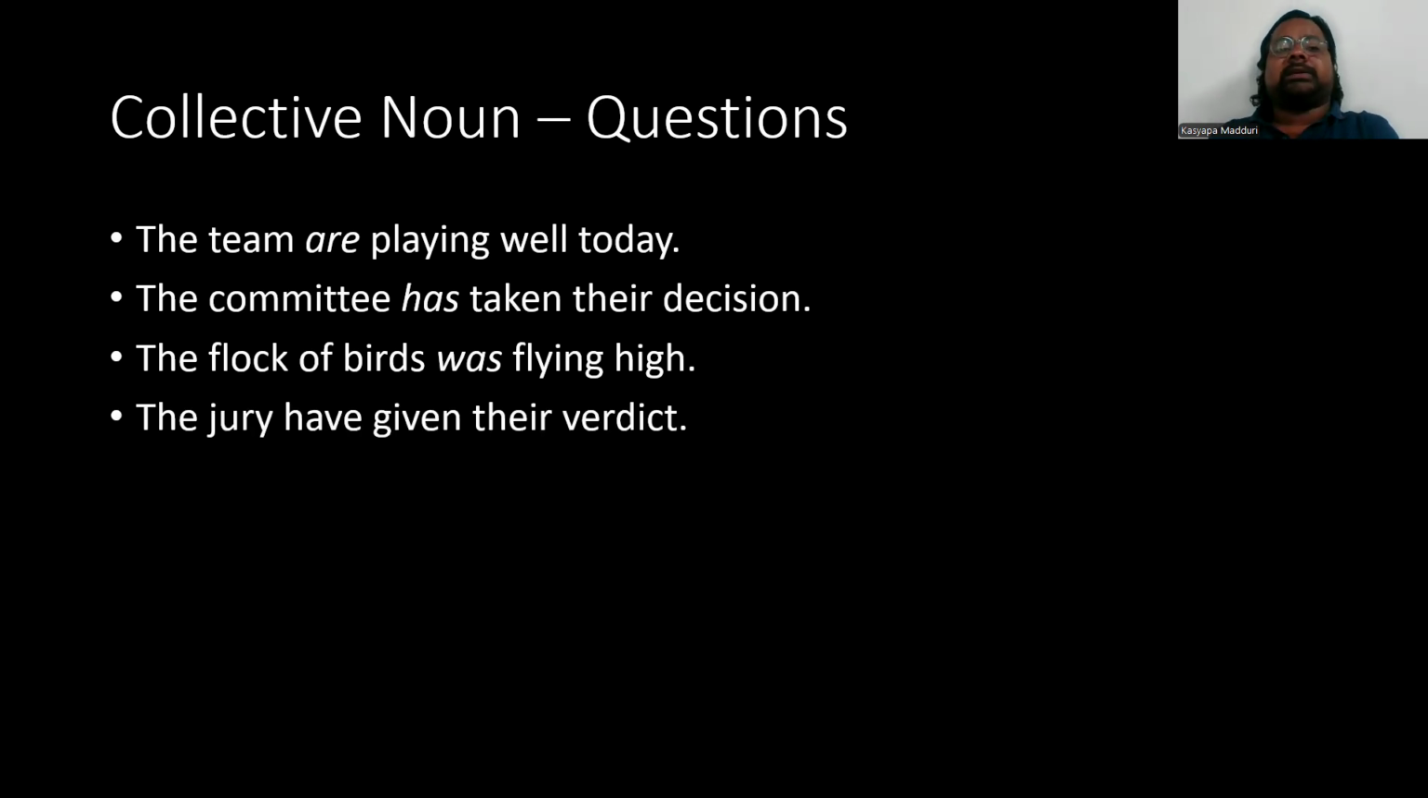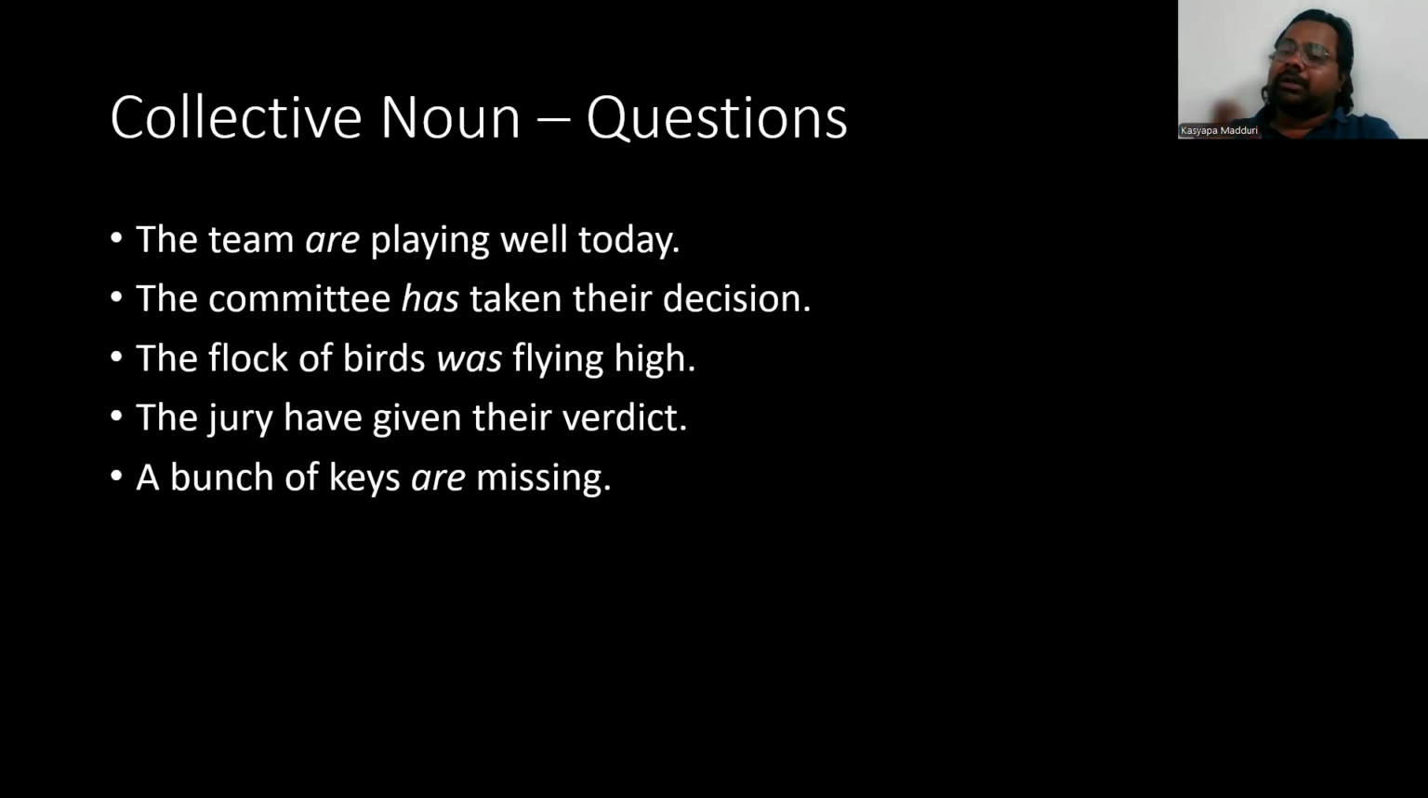Okay. Next, the jury have given their verdict. We just spoke about the jury, right? The jury has given their verdict, not have given their verdict. A bunch of keys are missing. Here again, a bunch is the subject. So a bunch of keys is missing. I know it might sound very odd to your ear, but it is not odd. It is the correct answer.